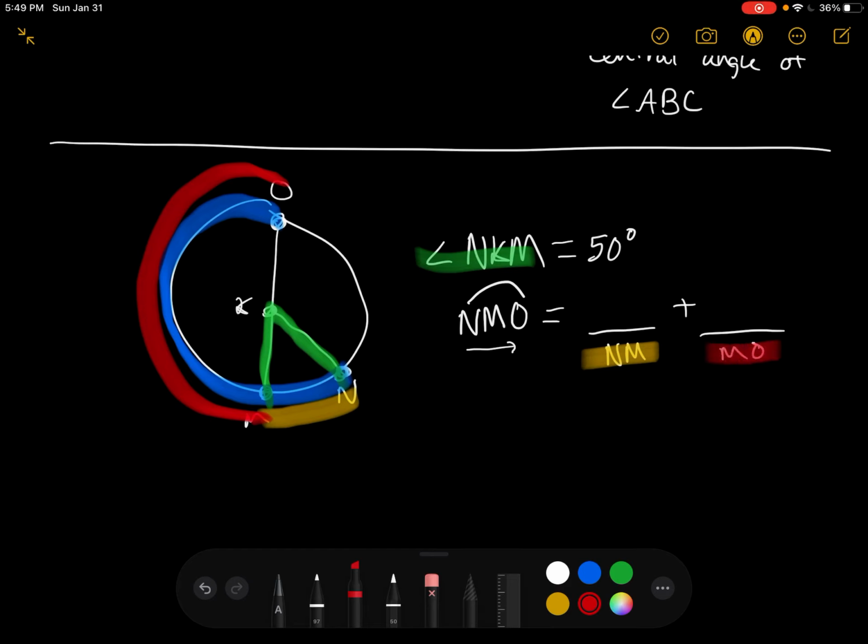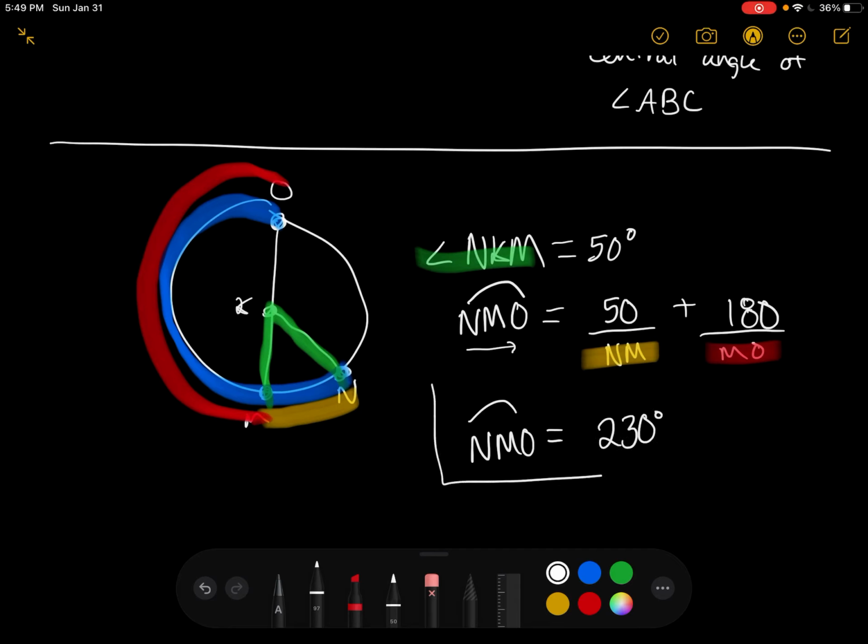So in this case, it looks like we have our 50-degree first piece and then a semicircle on the other side, because that line is a diameter. It cuts a circle in half. So with that, we can put those two pieces together, and we can solve for the entire major arc in this case, which is going to be 230 degrees. So we're basically taking our circles and cutting them into pieces and solving for the spots that are left over.